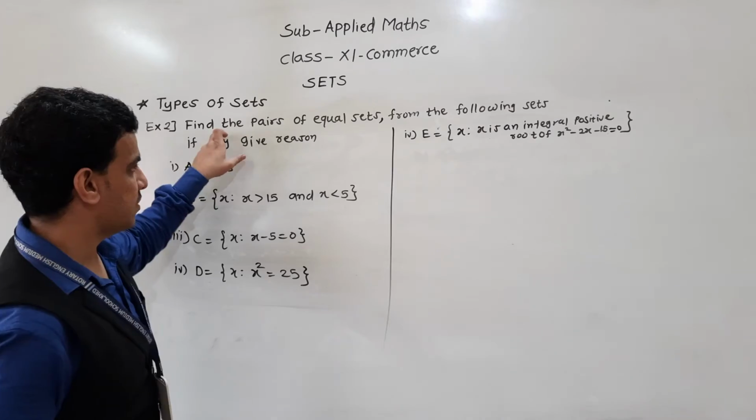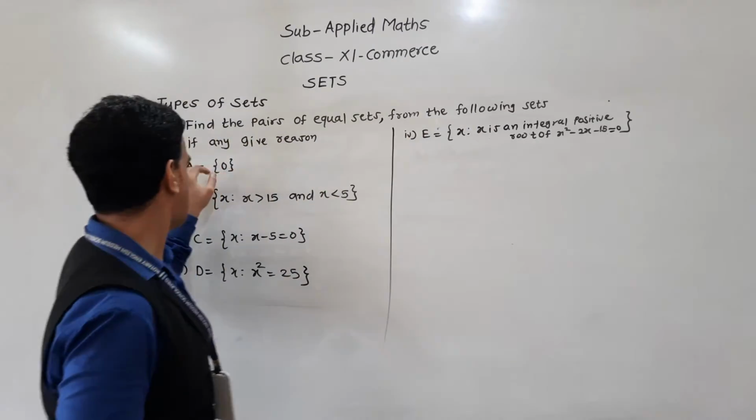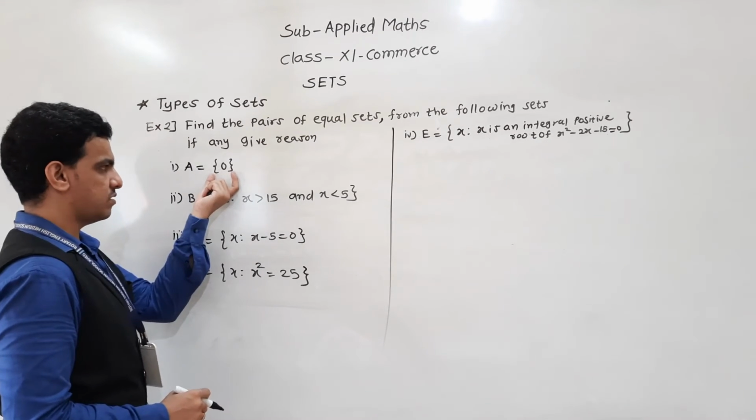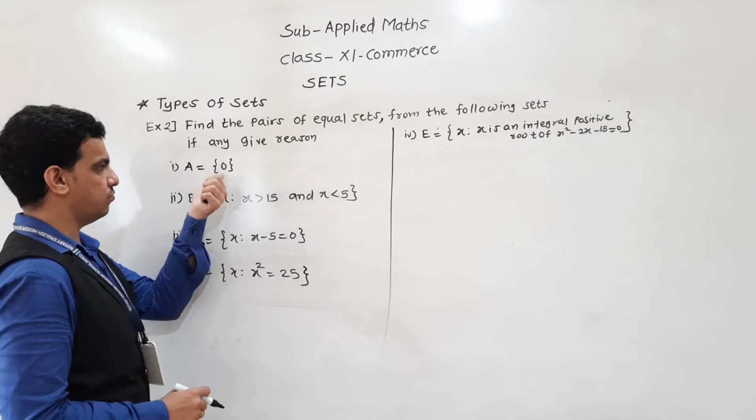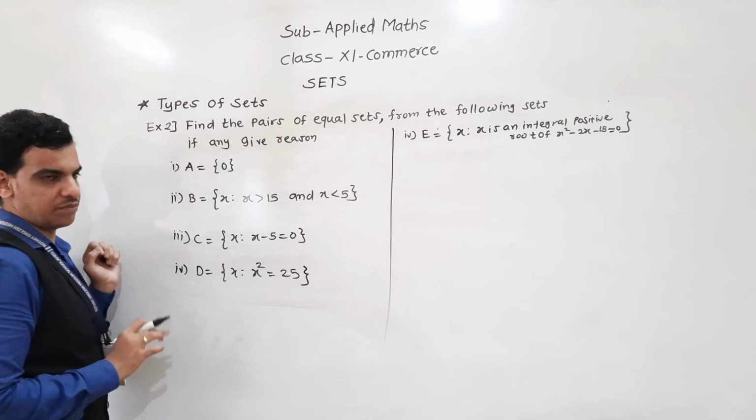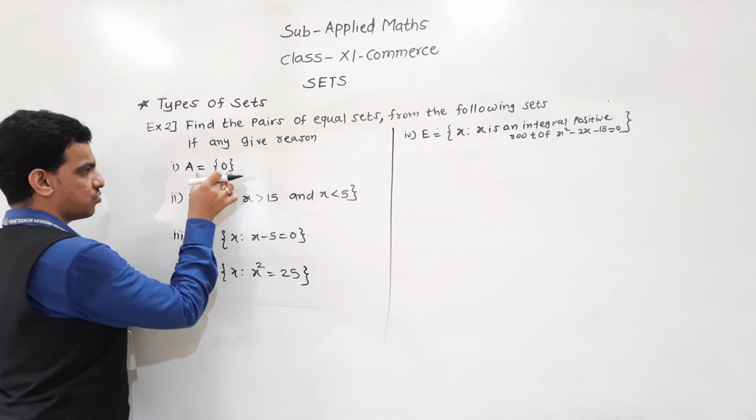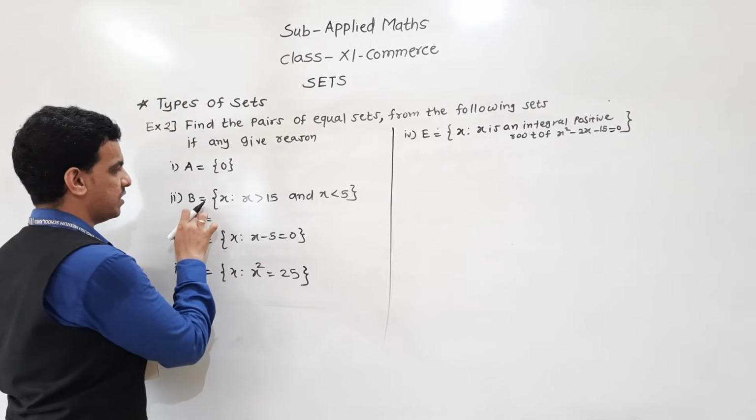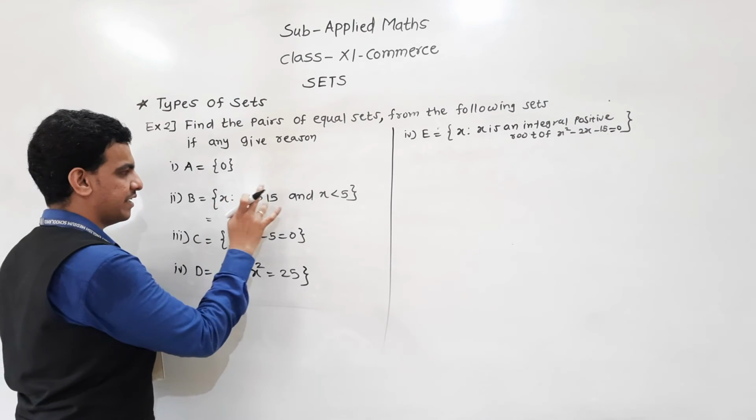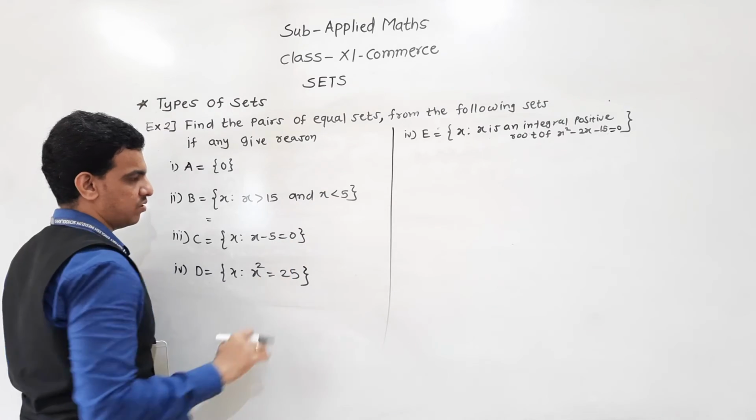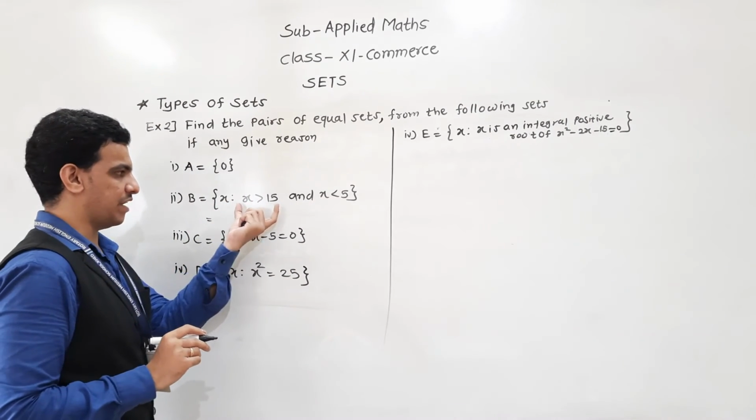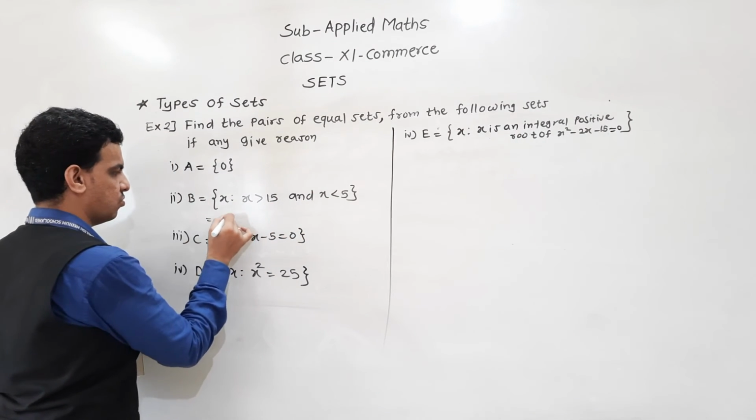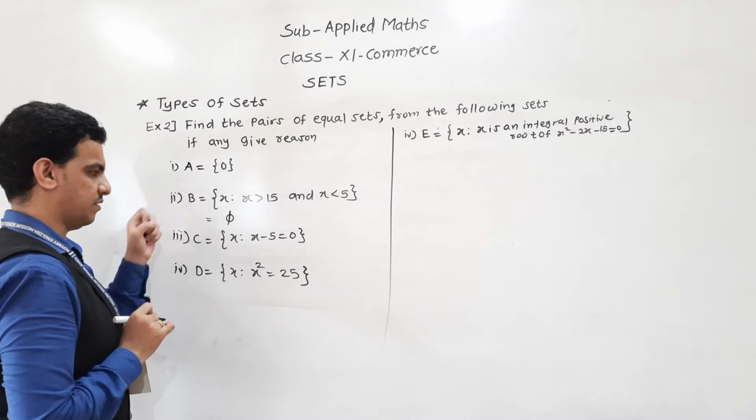The second example is: find the pairs of equal sets from the following sets, if any, and give reason. Okay. So A is equal to {0}, which means the set contains 0. So this is a singleton set, because 0 is the element of this set. Now we have to find the other sets. B is the set of all x such that x is greater than 15 and x is less than 5. At a time x greater than 15 and x less than 5 is not possible, so this set is an empty set.